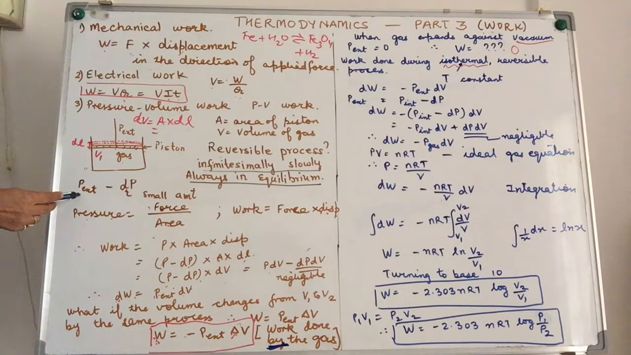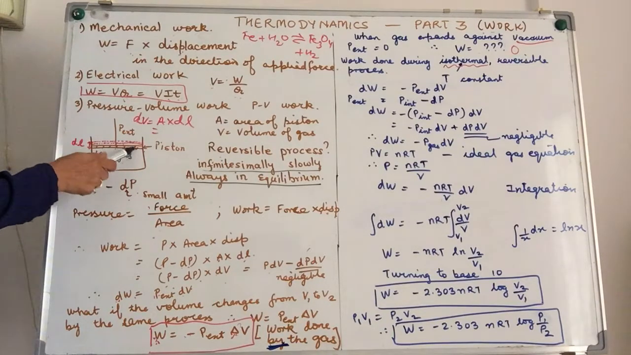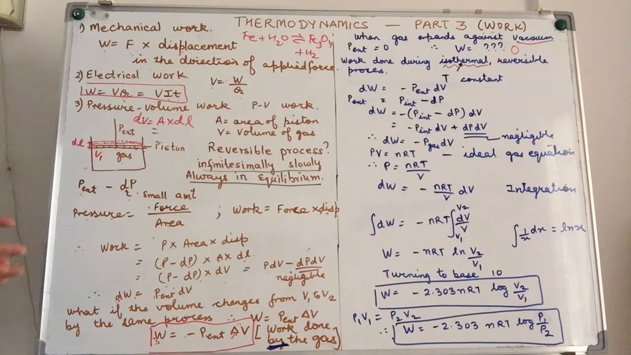The external pressure has been reduced by a very small amount, dP. So the new pressure is P external minus dP. Now, in order to keep the system in equilibrium, the gas tries to expand. It has expanded. In other words, there's some work being done by the gas. That work is what we want to talk about, and that is what is called the pressure volume work.